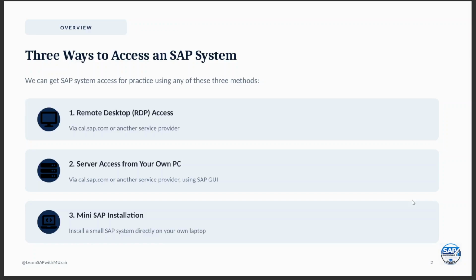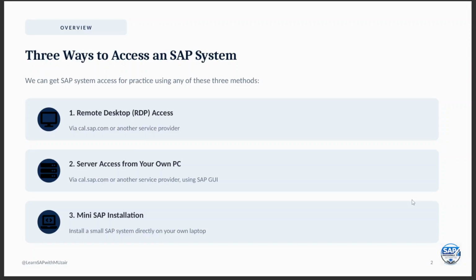There are 3 common ways to get SAP access for practice. The first one is remote desktop access, also called RDP for short. Through a website link like call.sap.com or another service provider, any service provider gives us access to the SAP system remotely. We can say we access the system remotely.